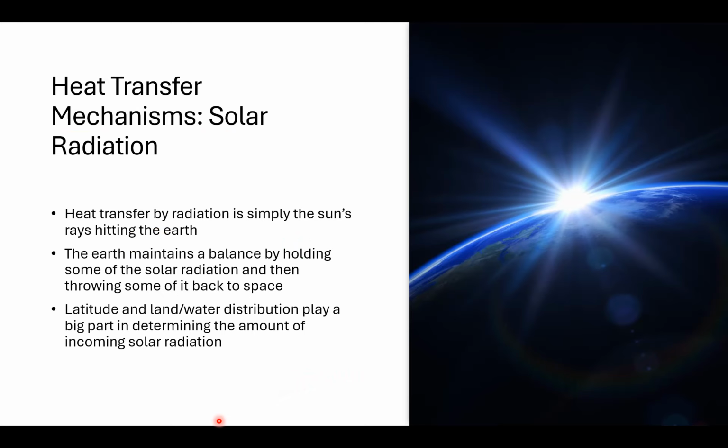Right, so the first heat transfer mechanism we'll talk about is solar radiation. Heat transferred by radiation is simply the sun's rays hitting the Earth. The Earth is going to maintain a balance by holding some of that solar radiation and also throwing some of that radiation back out to space. Latitude and the land-water distribution, which we talked about in the previous training video, play a big part in determining the amount of incoming solar radiation and those temperatures.